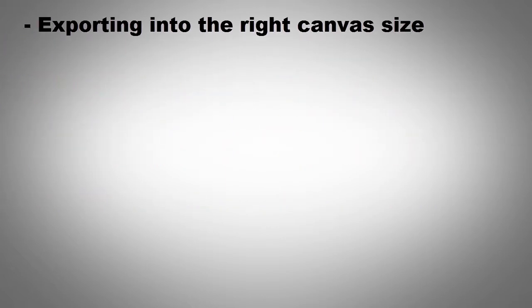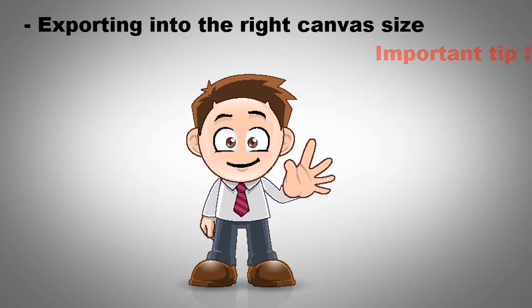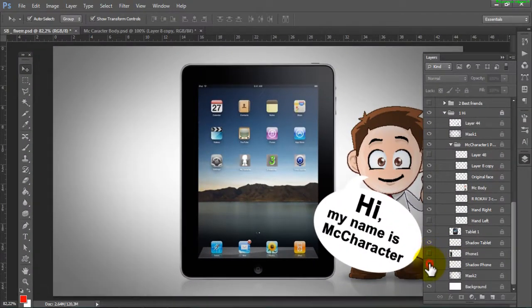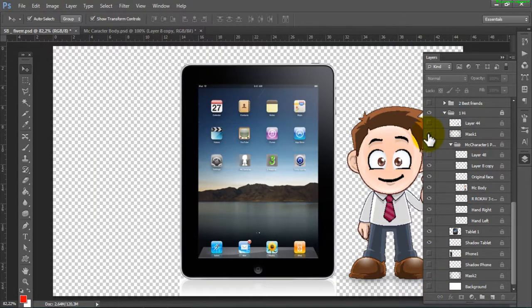Exporting into the right canvas size. This is a very important tip, especially when we have many animations inside our project. This tip can save you a lot of time. Let's check an example. We want that character waving a hand. We will do this by following a simple procedure. Go back to the storyboard. First, we hide all the unnecessary layers, including the hand.